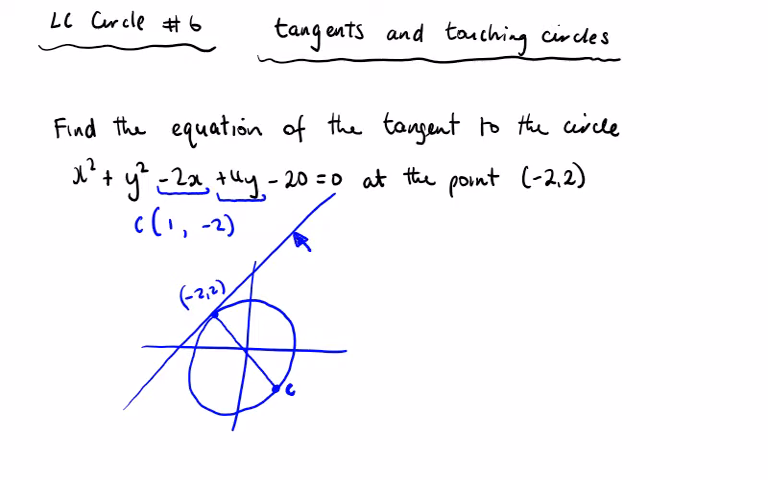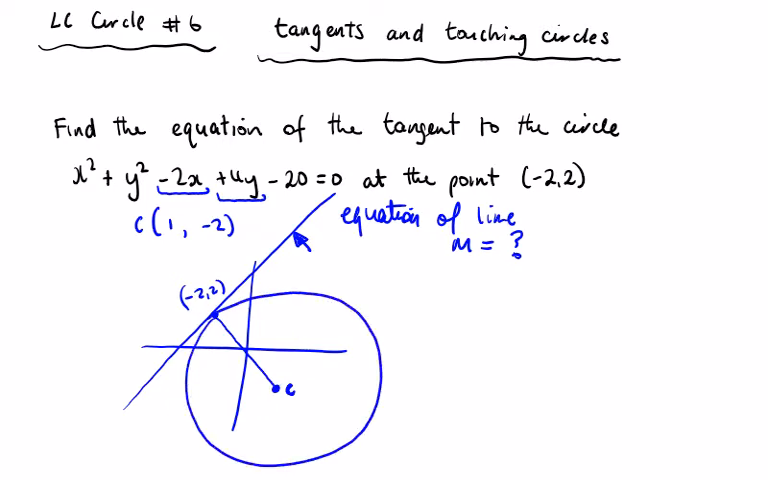So what do I need to get the equation of a line? I need a point, which I have, and I need the slope. So I need to get the slope of this line. So that's actually my radius, not my full circle. So my full circle looks more like this. So I have the center is 1, minus 2, and I have my point on the tangent. So I can get the slope of the radius, and we know that these lines are perpendicular. So I can invert my slope and change the sign.